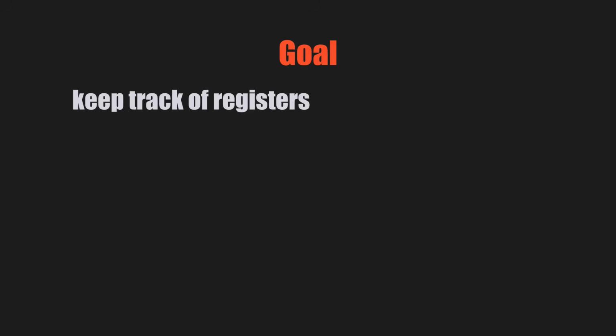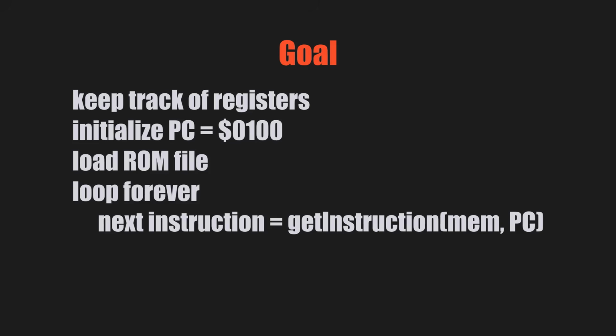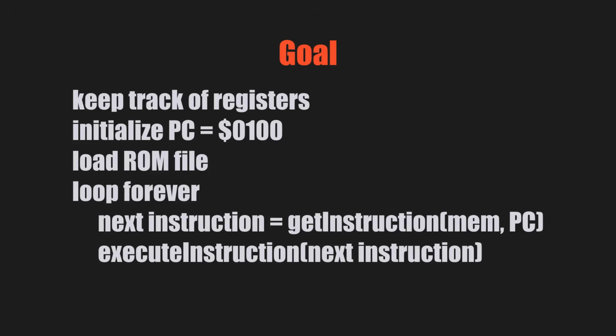This video is hopefully going to help you eventually get to a point where you have a way of keeping track of all the registers with PC initialized to 0100. You'll load in a ROM file, then enter an infinite loop. In the infinite loop, you'll use PC to index into memory to get the next instruction, using the first byte at PC to figure out how to decode the instructions. You then execute the instruction by updating stuff like the registers, and you update PC either by moving it ahead to the next instruction or setting it to a particular value. Then repeat. Assuming you don't get stuck and give up before you get to that point.